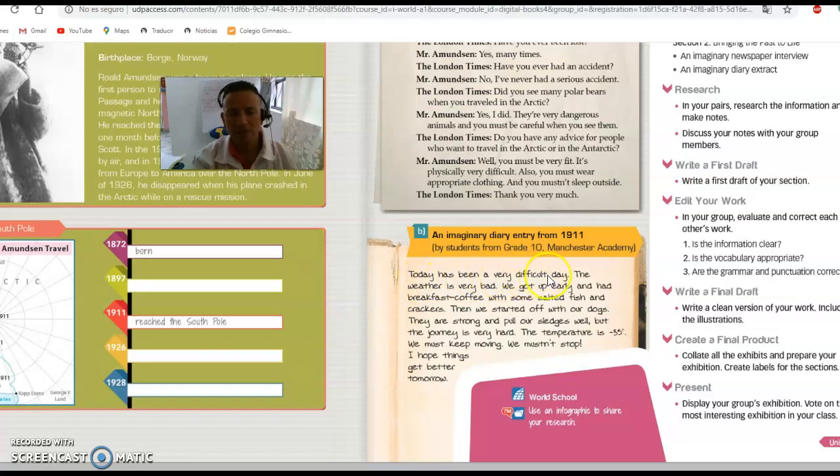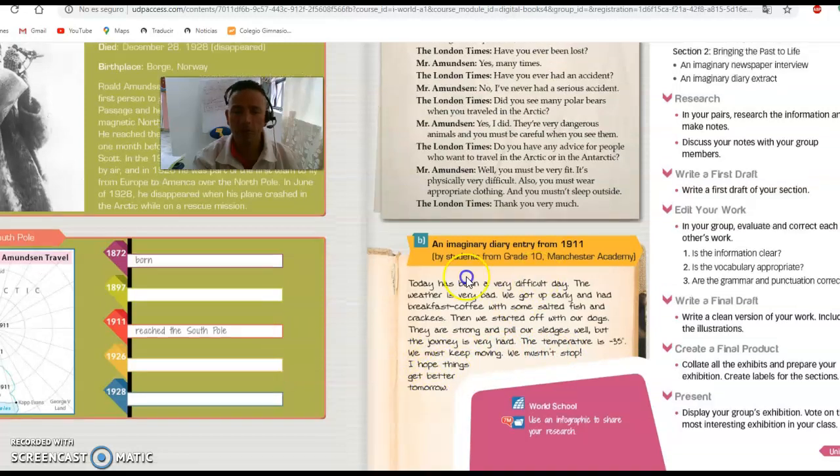Today has been a very difficult day. The weather is very bad. We got up early and had breakfast, coffee with some salted fish and crackers. And then we started off with our dogs. They're strong and pull our sledges well, but the journey is very hard. The temperature is minus 35, and we must keep moving. We mustn't stop. I hope things get better tomorrow.